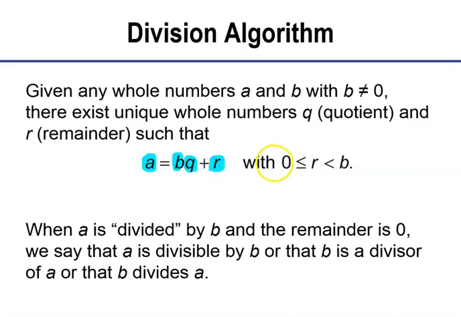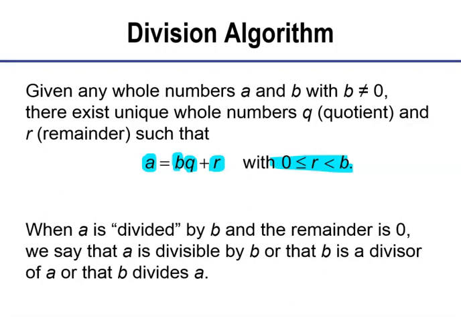Now look at this expression over here. It says 0 is less than or equal to R, and it's really an inequality, R is less than B. Why do they say that? Well, remember, your remainder has to be less than your divisor, right? Because if your remainder was larger than your divisor, that means you could have filled another box. So your remainder is always a smaller number than your divisor.